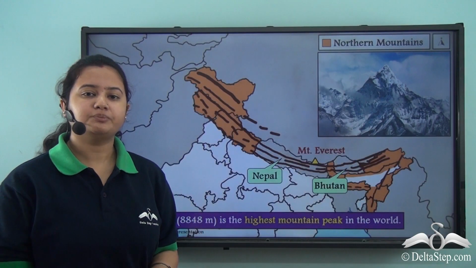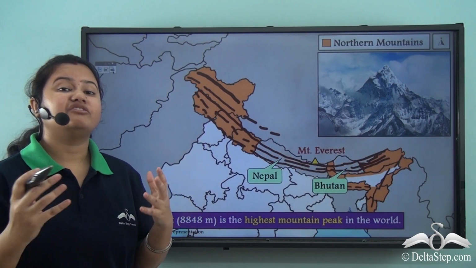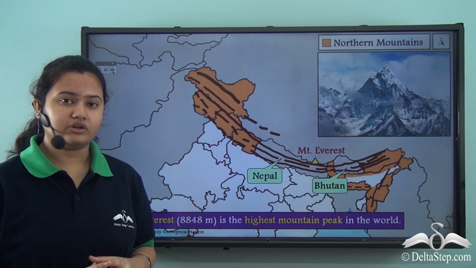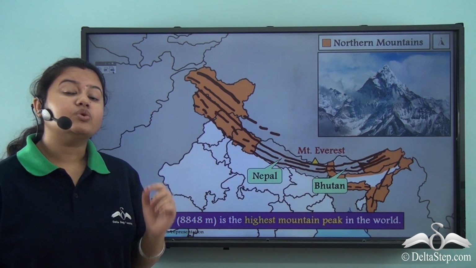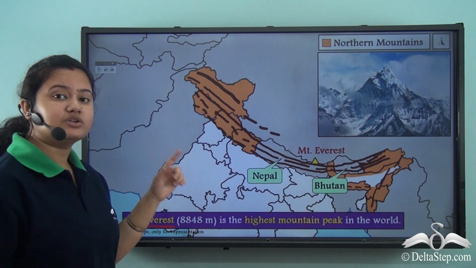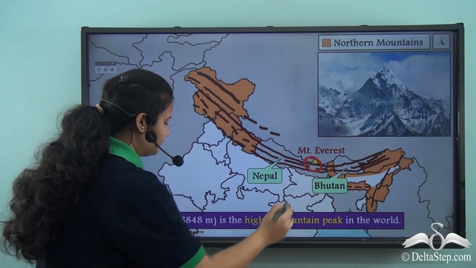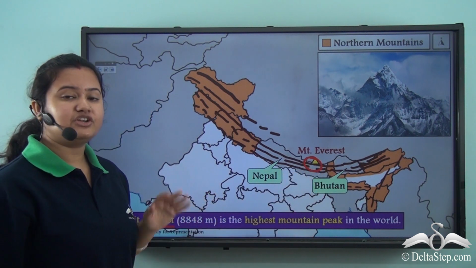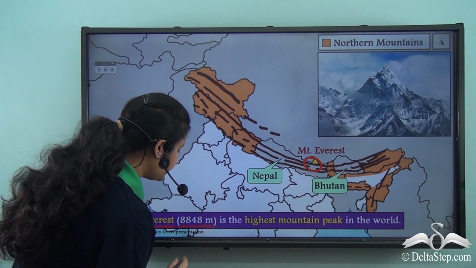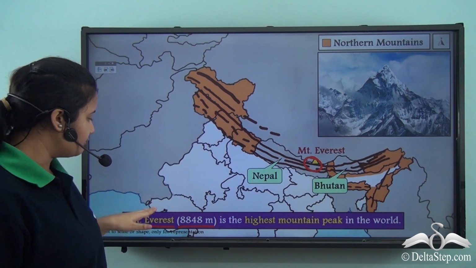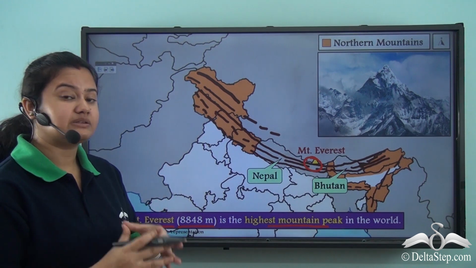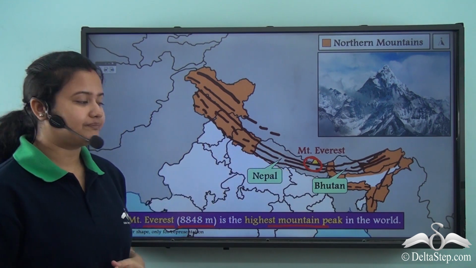Well, as mentioned previously, the Himalayas are very lofty. In fact, they are the tallest mountain range in the world. Also, the world's highest mountain peak, that is Mount Everest, is located in the Himalayas. And the average elevation of this mountain peak is 8,848 meters. So Mount Everest is the highest mountain peak in the world and it belongs to the Himalayas.